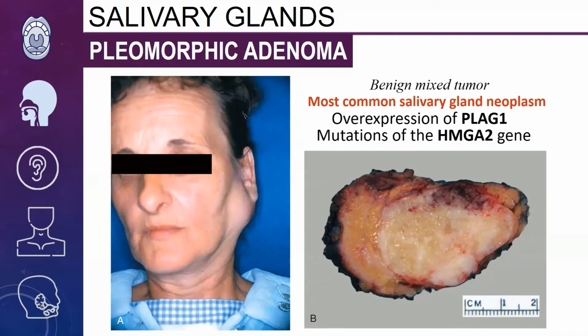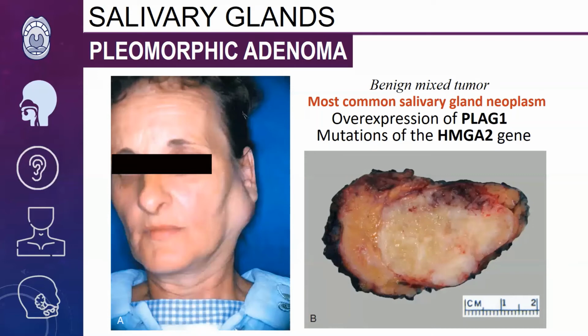Little is known about the origin of pleomorphic adenomas, but radiation exposure increases the risk. Many cases are associated with chromosomal rearrangements that induce overexpression of PLAG1. Also, mutation of HMGA2 genes is associated with many cases that lack the PLAG1 overexpression.